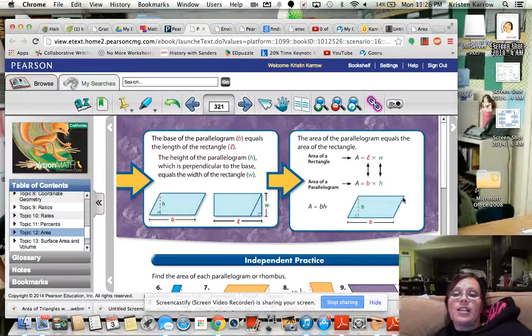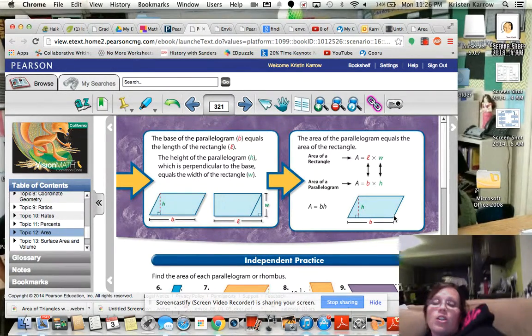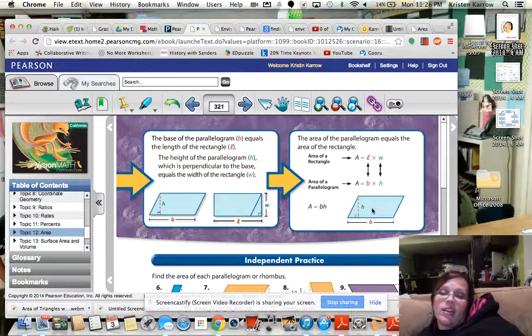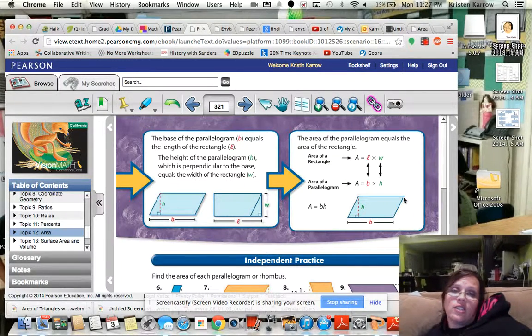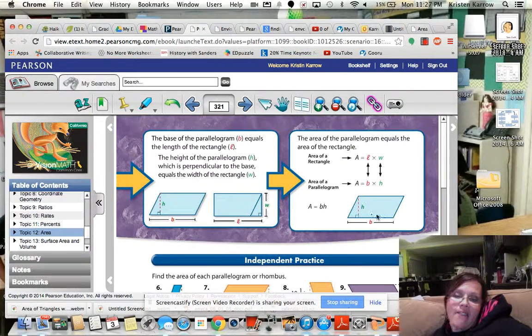We cannot use a slanted side's measurement. And they're going to try and trick you on that. Don't let them trick you. Also, think back to yesterday's lesson on area of a triangle, where we simply cut this parallelogram this way or that way into two equivalent triangles, and suddenly we understand that the area of a triangle is going to be half of this, half of base times height, because we have two triangles here and we would want the area of one. So it's all related.